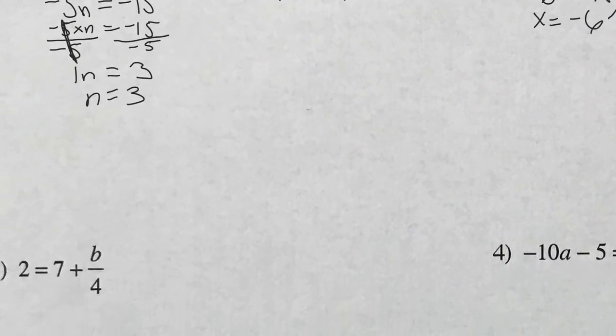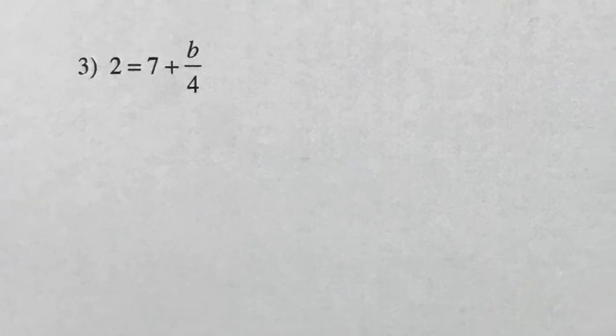Okay, so this is how you can check your work. You're going to plug it back in. All right, here's a tricky one. I've got a b being divided by 4. So if I look at it, I'm just going to quickly identify my various elements. All right, so 7's my constant. And then I'm adding to 7 a b divided by 4. So I kind of have to reverse the order of operations a little bit. It's not always the case, but in this case it is.